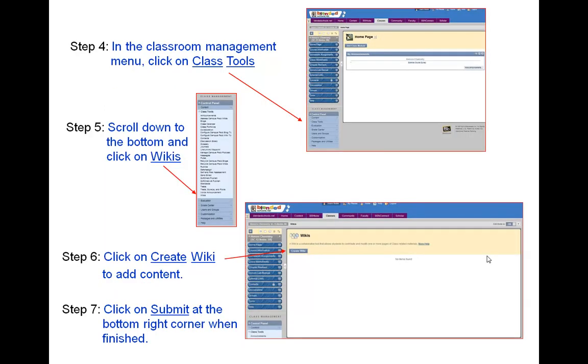On the home page of your selected class, you will see a menu at the bottom left of the screen titled Classroom Management. If necessary, click on the drop-down menu of the control panel. Click on Class Tools. A drop-down menu will appear. Scroll down to the very bottom and click on Wikis. A new window called Wikis will appear. Click on Create Wiki. A new page called Create Wiki page will appear where you can begin to add the content to your template. Once you are finished, click the Submit button at the lower right corner of the page.